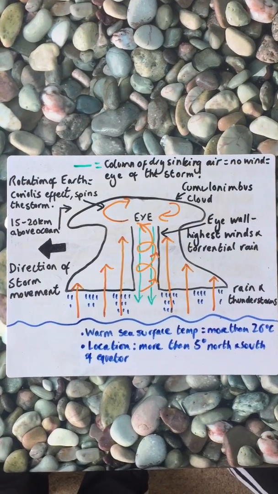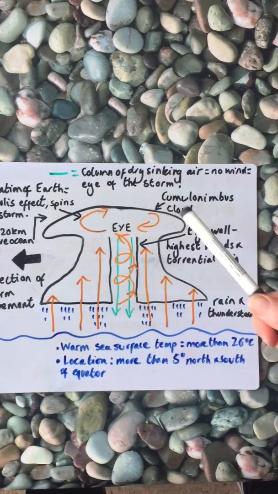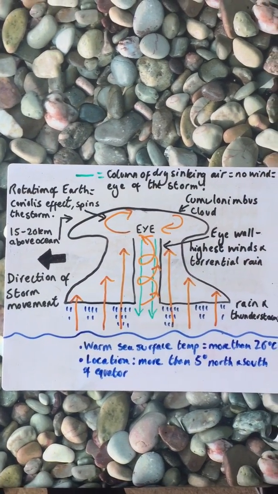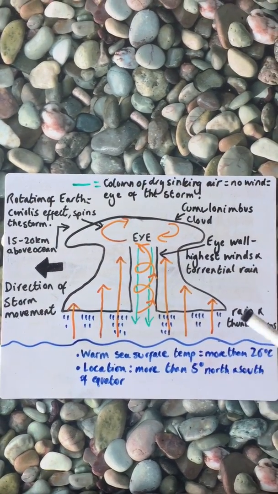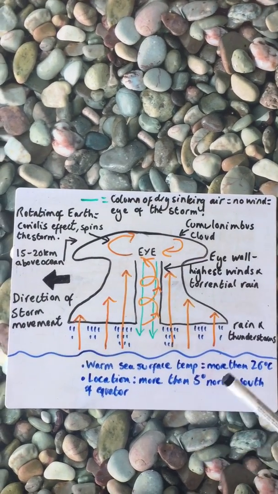So this is the explanation of the formation of the tropical storm. The diagram looks quite complicated, but don't be thrown by that. It's a very specific cloud formation. So what have we got?